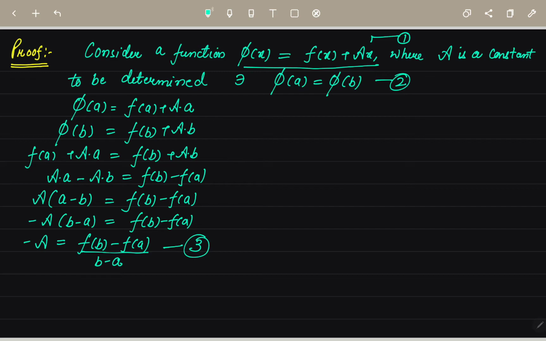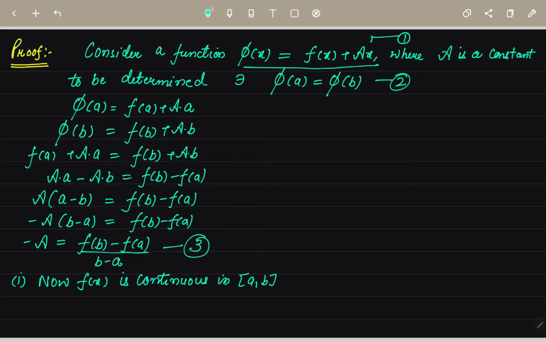Now I will satisfy all the conditions of Rolle's theorem here. The first thing is that the function should be continuous in the closed interval [a, b]. Second, it should be derivable, and third, phi of a is equal to phi of b. I will solve these. First of all, f of x is continuous in the closed interval [a, b].